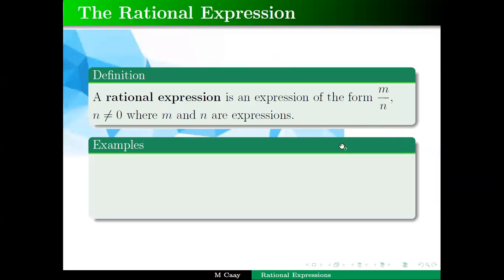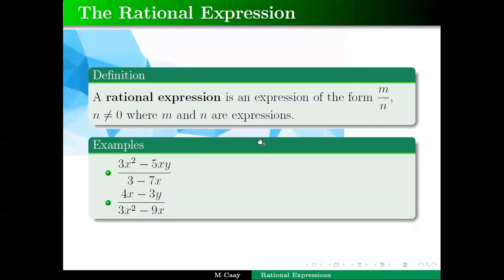So let's consider this for example. Let's consider this first example. So this is actually a rational expression provided that this thing here is not zero. Second, we also have this example. 4x minus 3y all over 3x squared minus 9x, provided, of course, that this denominator is not 0.